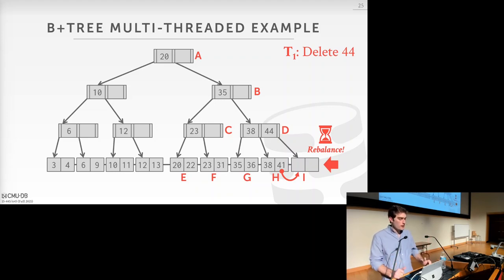We've done the deletion. We now need to do this rebalancing. But let's say that right before we do the rebalance, we get put to sleep. So thread one is sleeping, and now this other thread, T2, comes in, and it wants to find the key 41. That's the key that thread one was going to move over. Thread two wants to find key 41. So this is fine. We'll start doing our traversal. No problem. It gets down the tree, gets here. It says, okay, great. 41 is greater than or equal to 38, and it's less than 44. So I know I need to go to leaf node H.